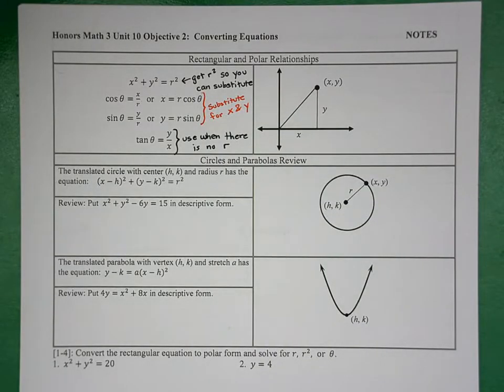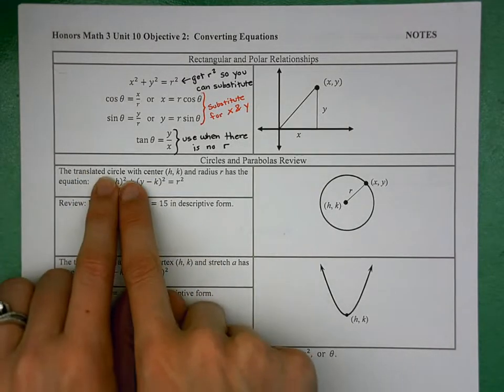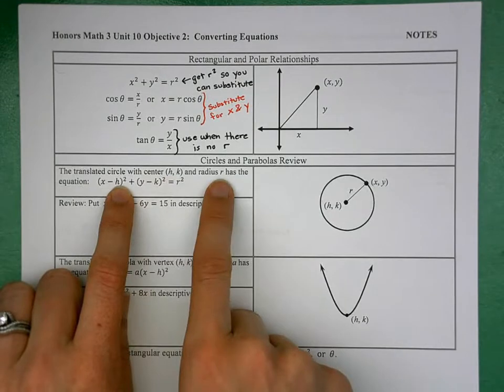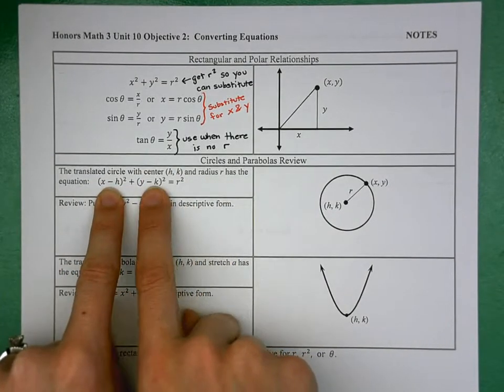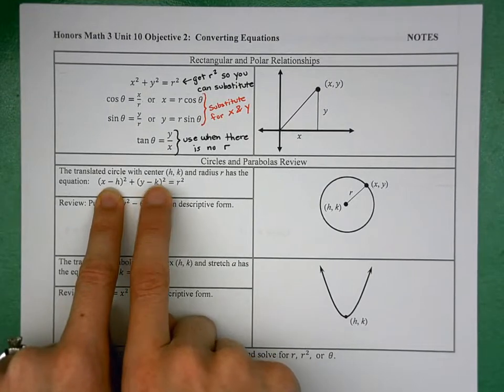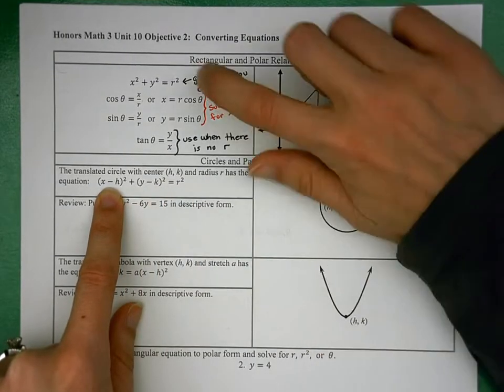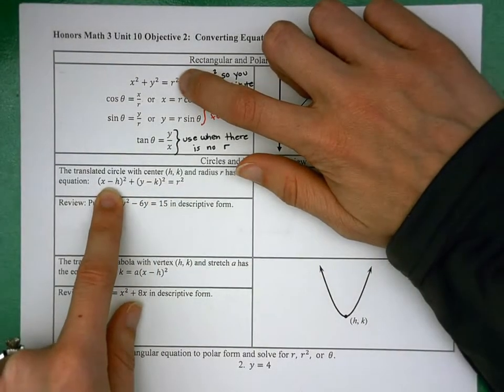The other thing that you will be making use of today, and this will come more on the back side of this set of notes on the second page, is some of the stuff we looked at with circles and parabolas over the course of the school year so far. So first up, with a circle, a reminder that the translated circle with center (h, k) and radius r has this equation: x minus h quantity squared plus y minus k quantity squared equals r squared. Referenced in 10.1, that's what this equation is.